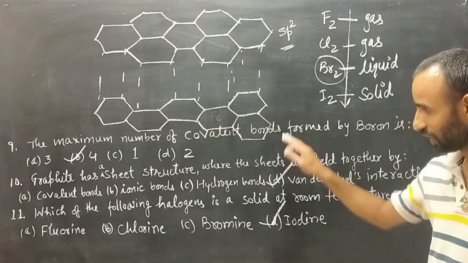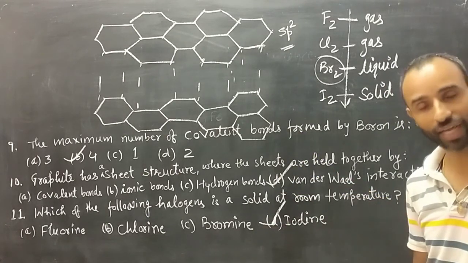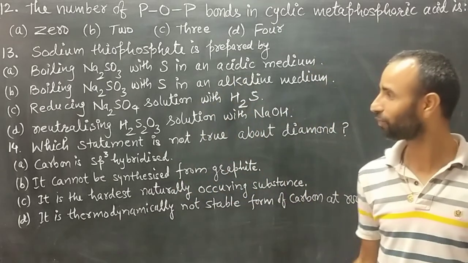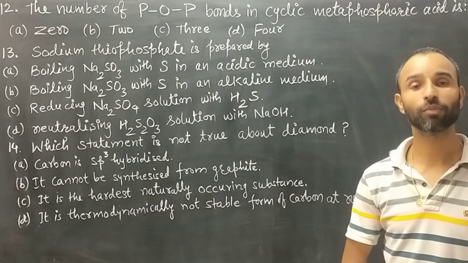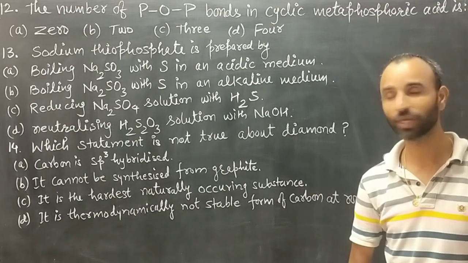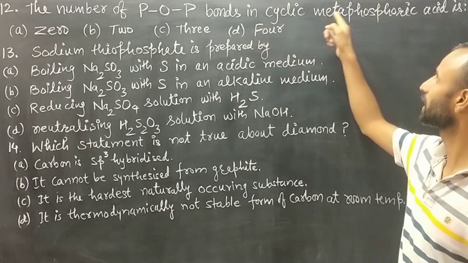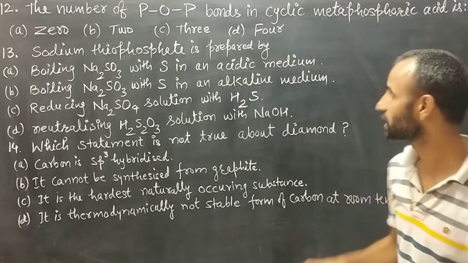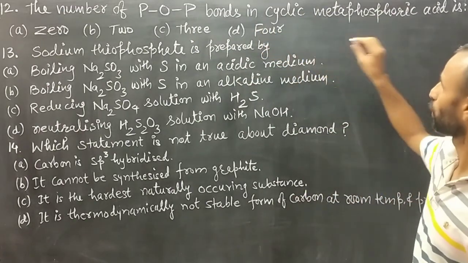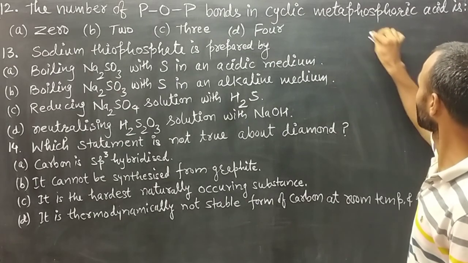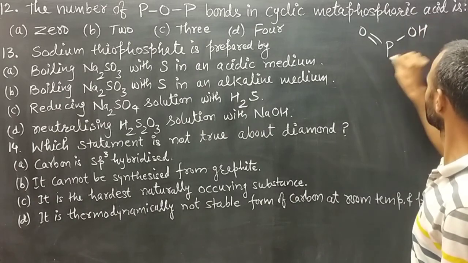Okay, so that is up to 2010. Now let us do the next one. Questions 12, 13 and 14 are from GSET 2011. The first question is the number of P-O-P bonds in cyclic metaphosphoric acid. So actually cyclic metaphosphoric acid, we can write it like this.